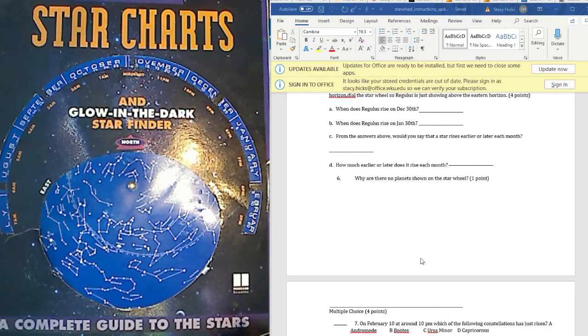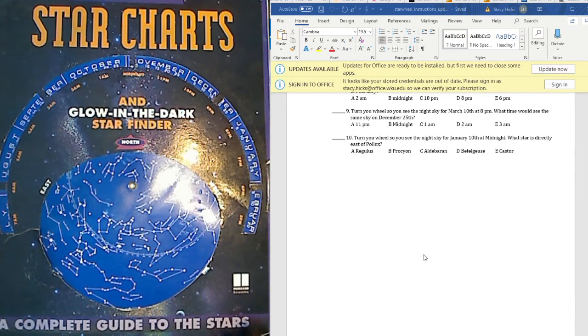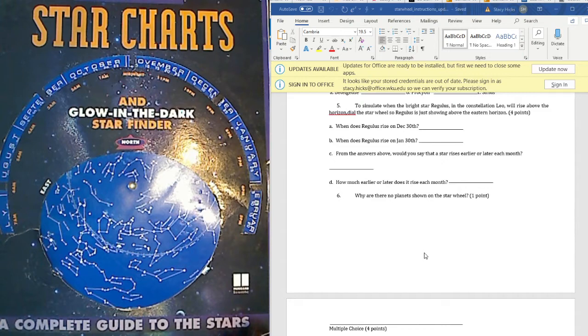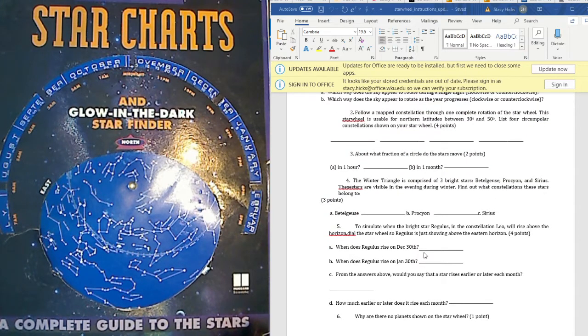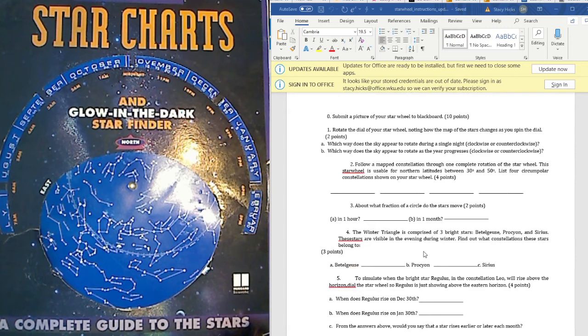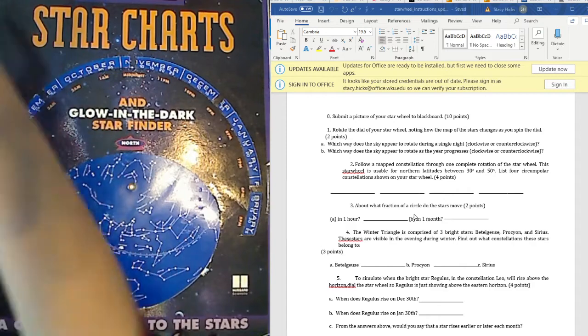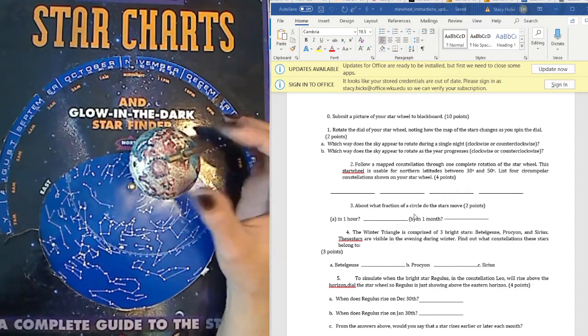So you're going to go through and answer these questions. There's one more question that I want to hit. This number 3, about what fraction of a circle do the stars move in 1 hour? Okay, so I want to give you a hint here, right? So we said there's 2 cycles, right?